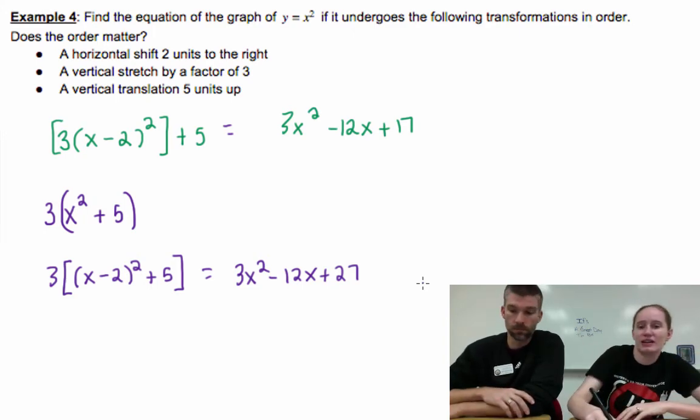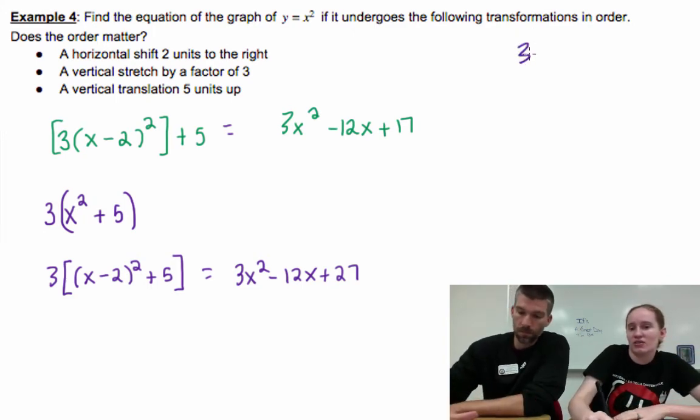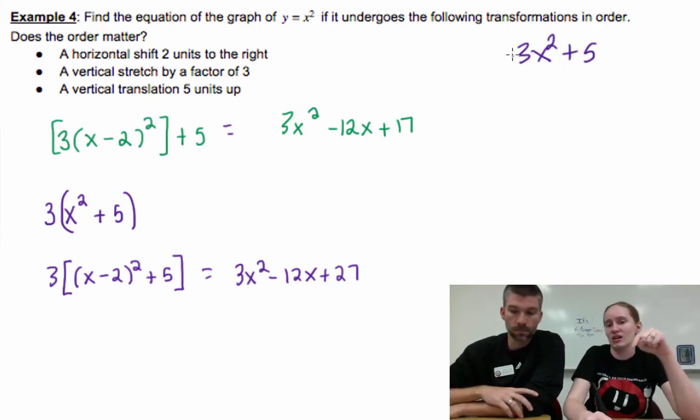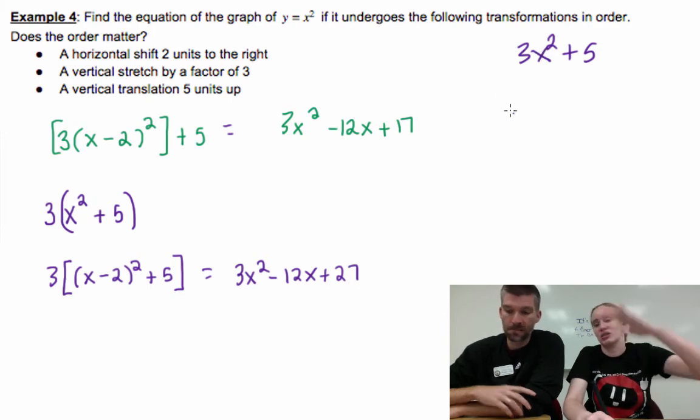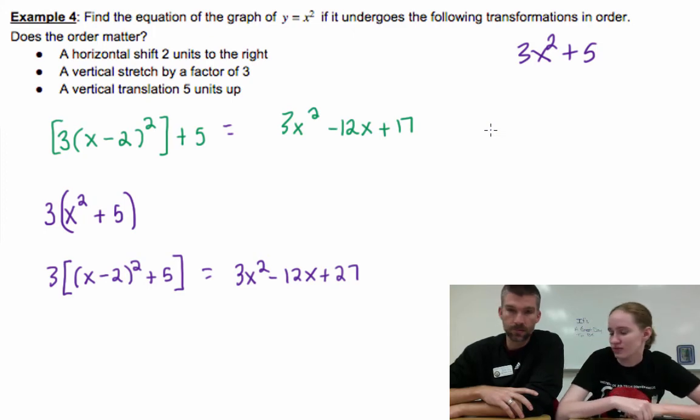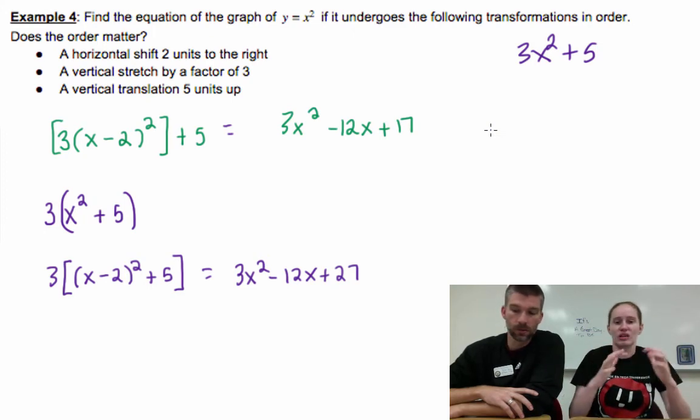Because if they gave us something simpler like this and asked us to graph it, well, this 3 is closer to our x squared. Right. So we want to stretch it by 3 and then move all of our y values up 5. Okay, so the order can be tricky.